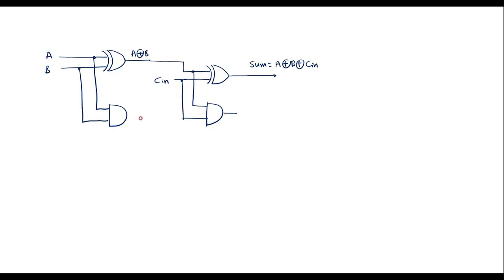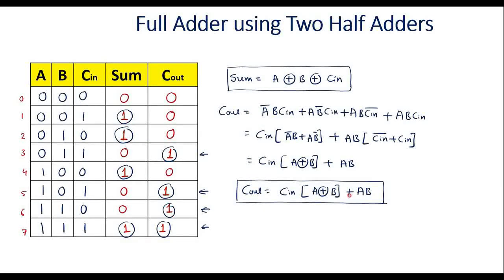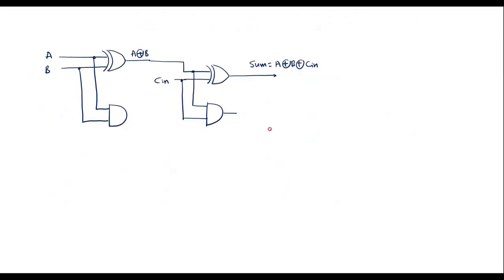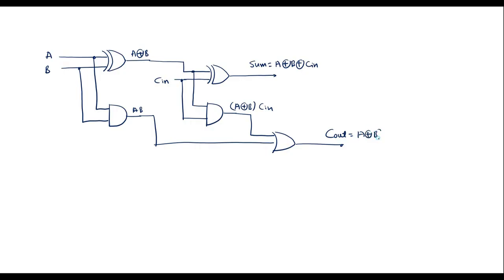Now output of this and output of this will be added. That will be done using an OR gate. Let me take one OR gate here. So the input to the OR gate is one, the output of this, which is nothing but (A XOR B) Cin, and another output, which is AB, connected here. So output of this is nothing but Cout, which is equal to (A XOR B) Cin plus AB.